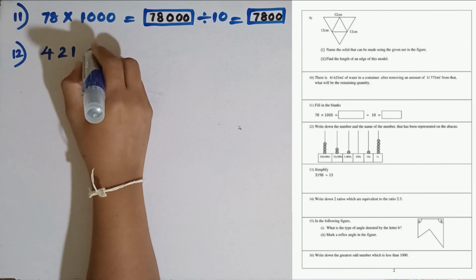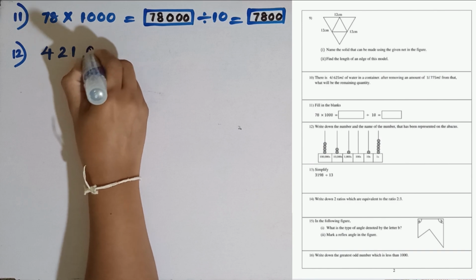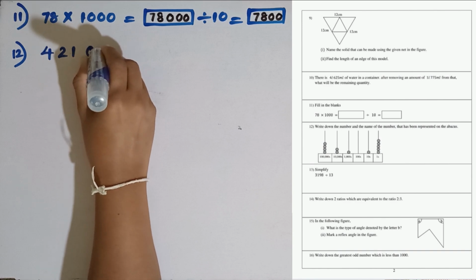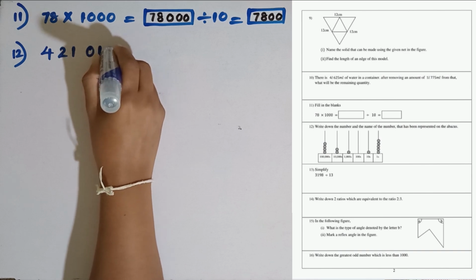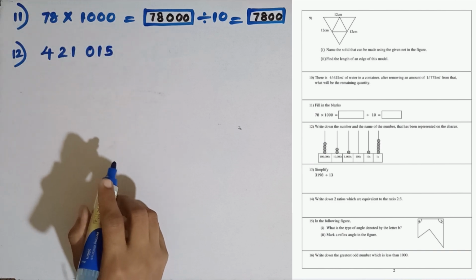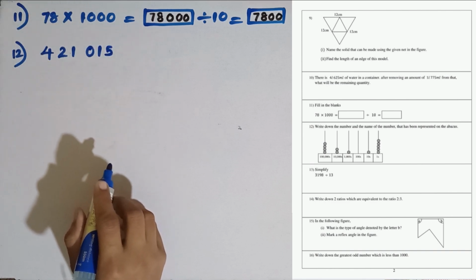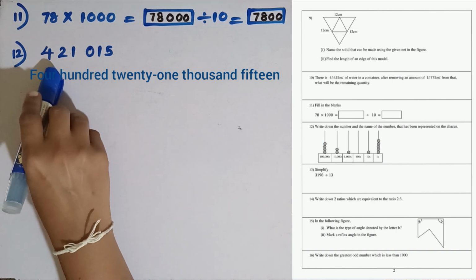Then hundreds rod, we have 0 counters. Tens rod, we have 1 counter. Ones rod, we have 5 counters. So this is the number in standard form. Then how to read this one? 421,000. 421,050. This is the unit zone. This is the thousand zone.